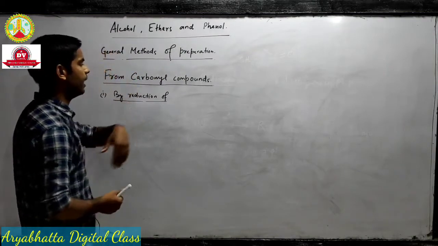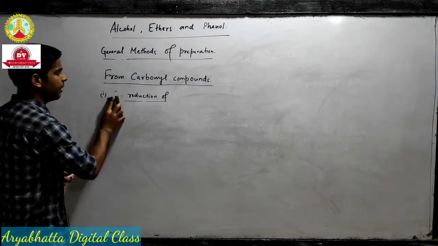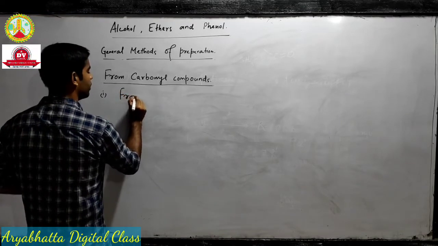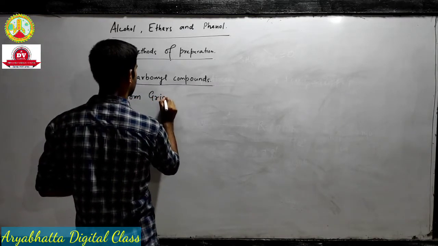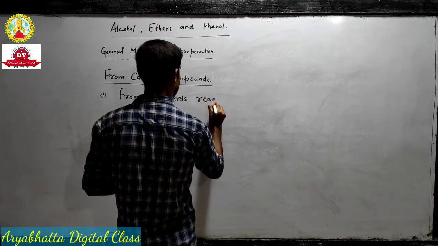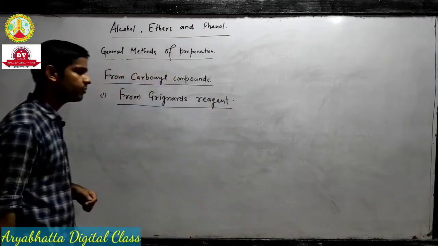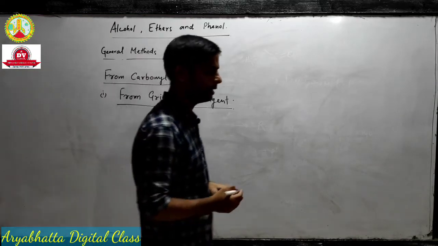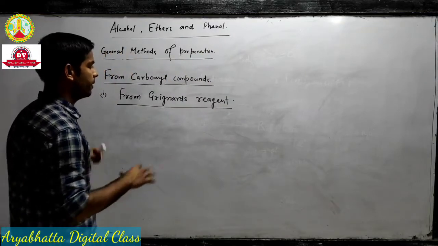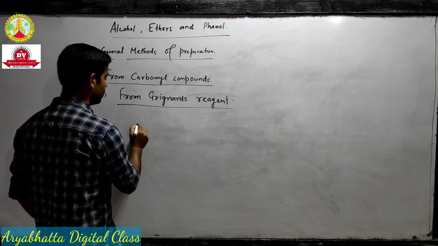So we will see another reaction from carbonyl compounds only, but this time with the carbonyl compound we will use our Grignard's reagent. I told you in the last chapter that Grignard reagents are a very important class of compounds. They are used to prepare different kinds of organic molecules. So let's see one use, how we will use this Grignard reagent.